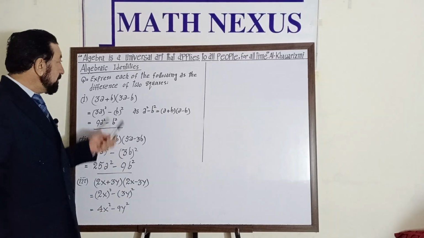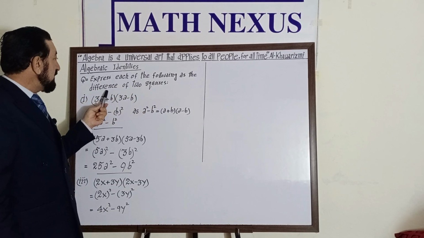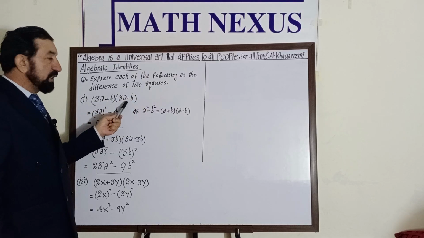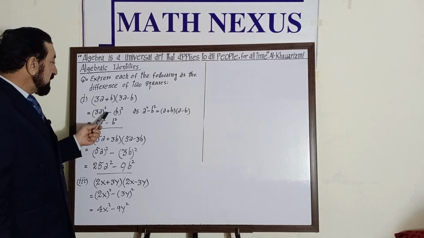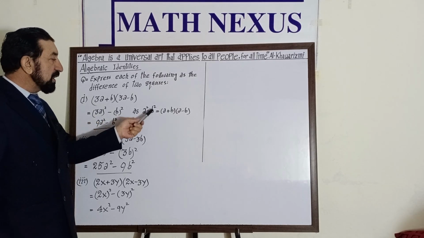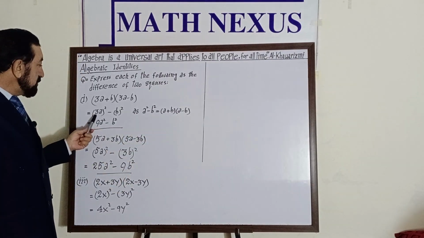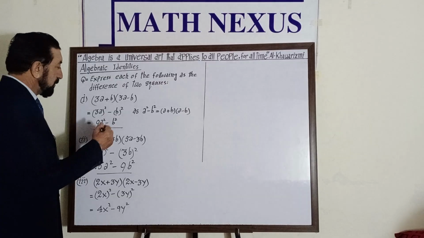Look at the question. Express each of the following as the difference of two squares. 3a plus b into 3a minus b. We can write 3a whole square minus b whole square, as a square minus b square is equal to a plus b into a minus b. This is equal to 3 3s are 9a square minus b square. This is the answer of the question.